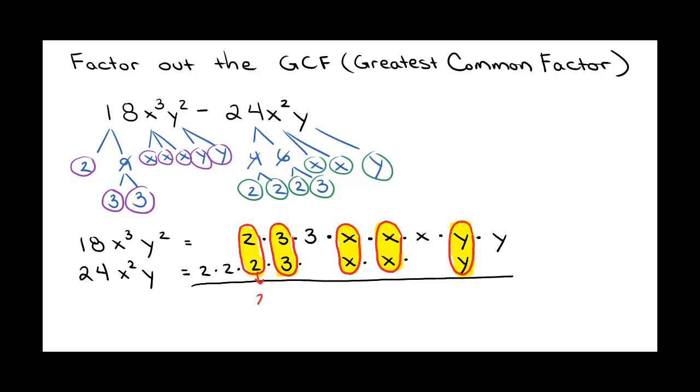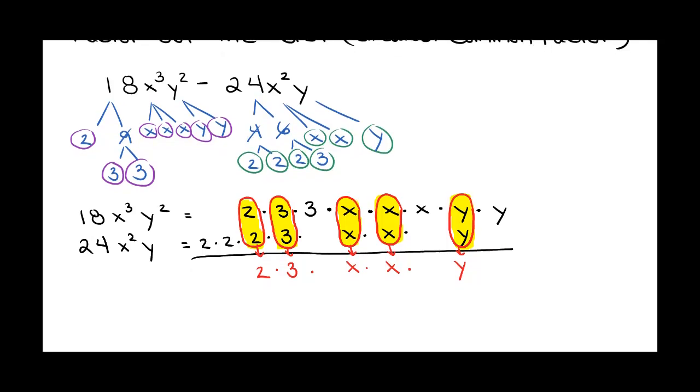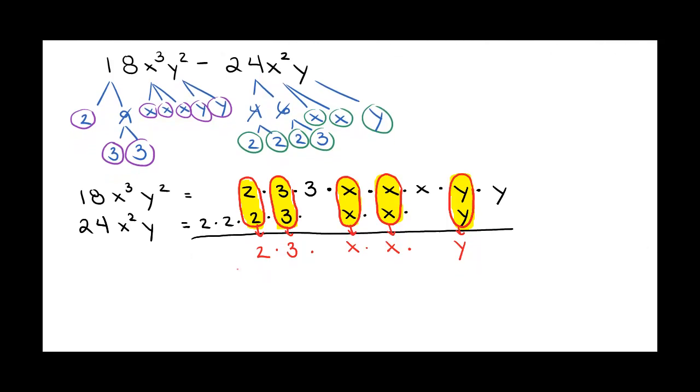So let's see what we get when we multiply these factors together. 2 times 3 times x times another x times y. That's going to give me a 6x squared y. So let me just go ahead and write that down. That's going to be 6x squared y.